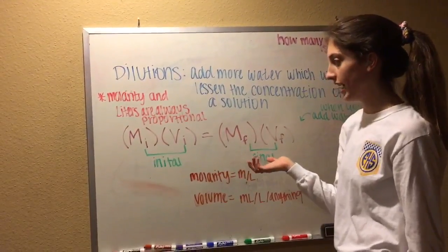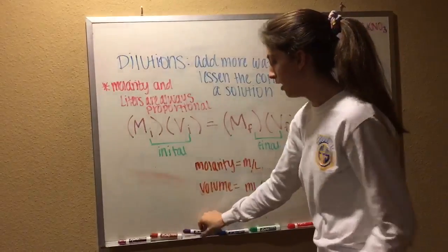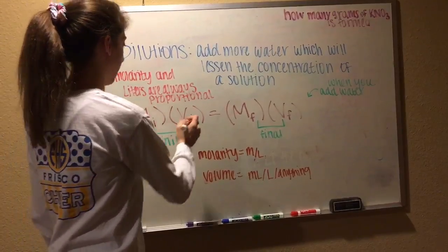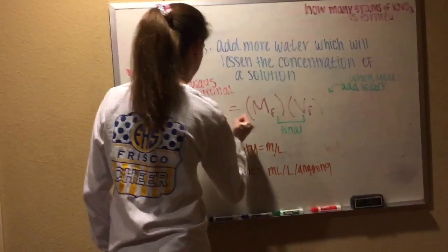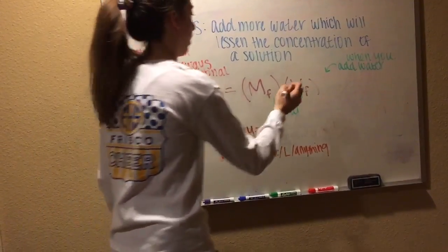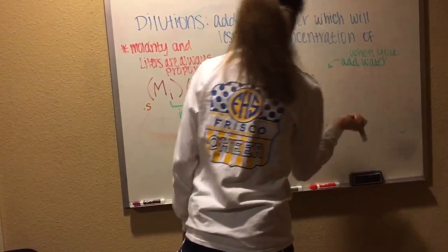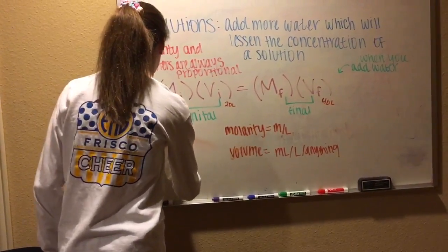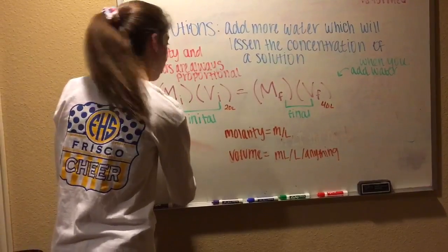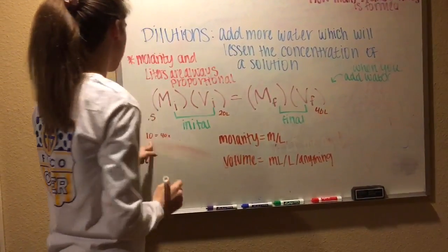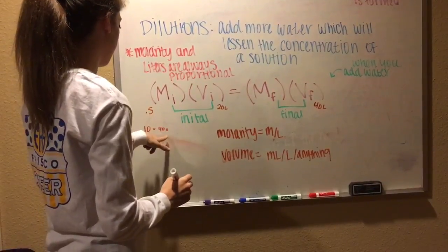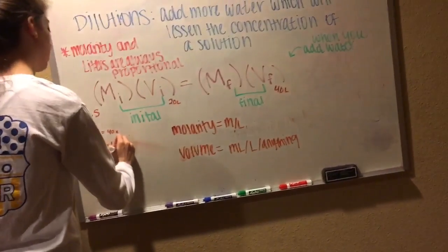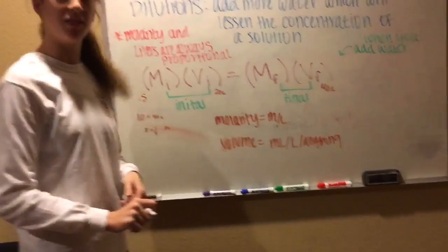So say that we're given 0.5 molar of your initial in 20 liters, and you have 40 liters as your final. So what you would do is that you would do 0.5 times 20, and that gives you 10, and so your 10 has to equal 40 times X. So what you would do is that you have to do your 10 divided by 40, so this would give you X equals 1/4, so your molarity would be 0.25.